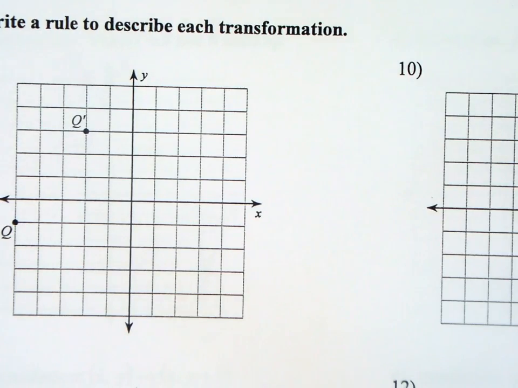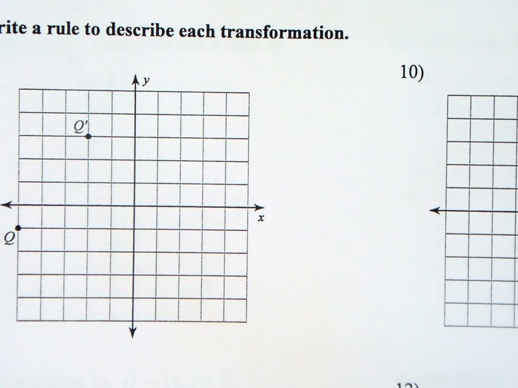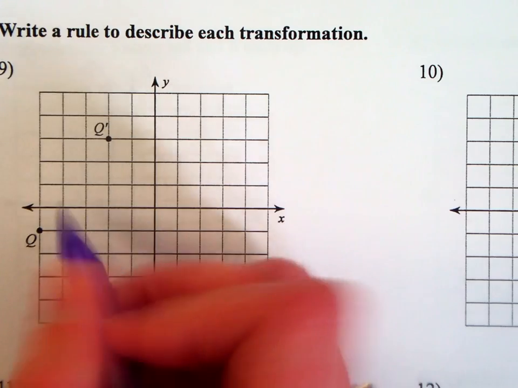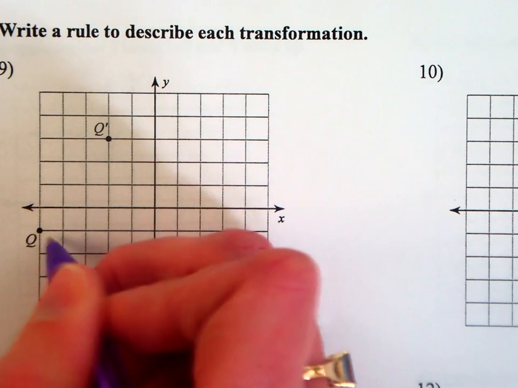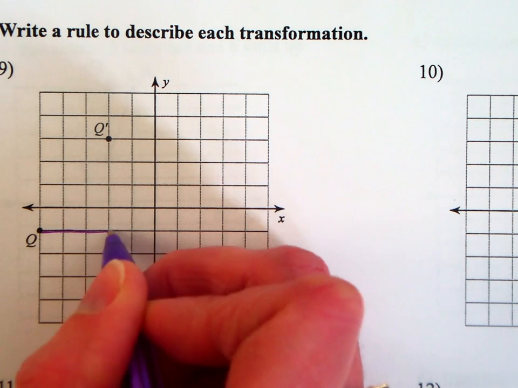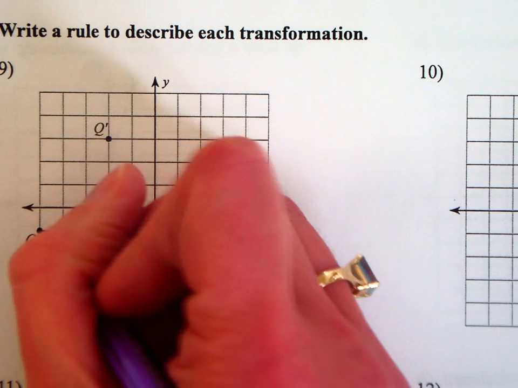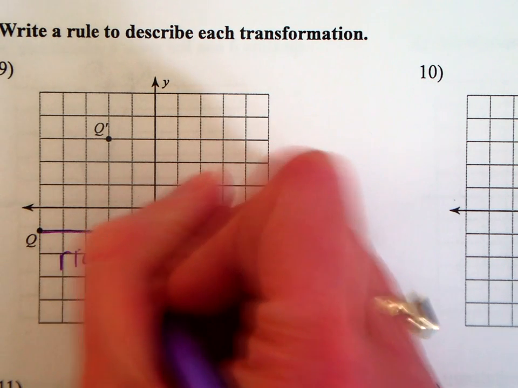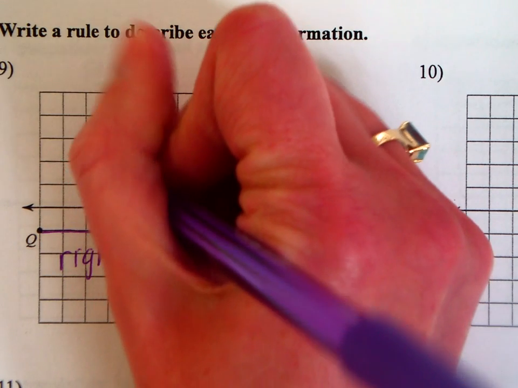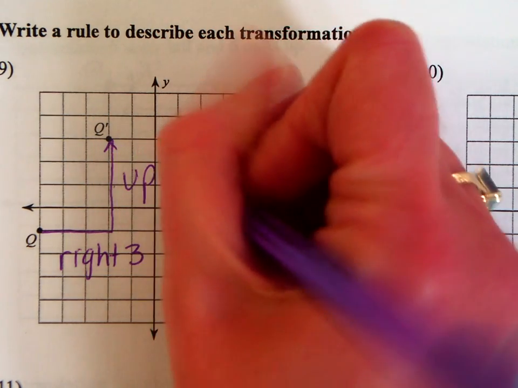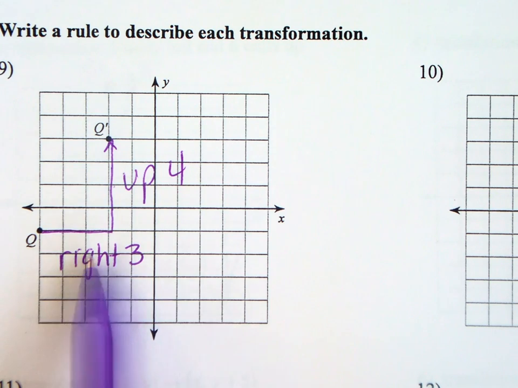All right, we're going to write a rule now for each translation. So it's already done. Here was our original. And to get to Q prime, what would my rule be? So I have to go over 1, 2, 3. So I'm going to the right 3, and then up 1, 2, 3, 4. Okay, so that's a way I can describe it.